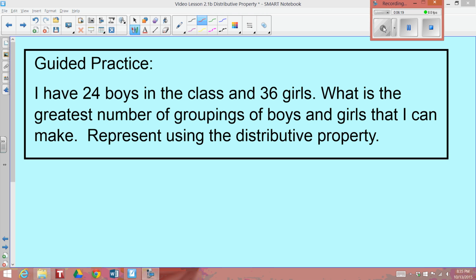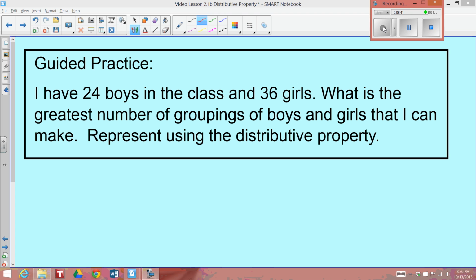Okay, now let's do a question together that's a little more typically real world. Let's get back to those groups of boys and girls. If I have 24 boys in the class and 36 girls, what is the greatest number of groupings of boys and girls that I can make? And I want you to represent that using the distributive property.